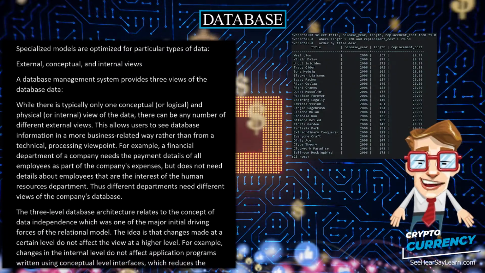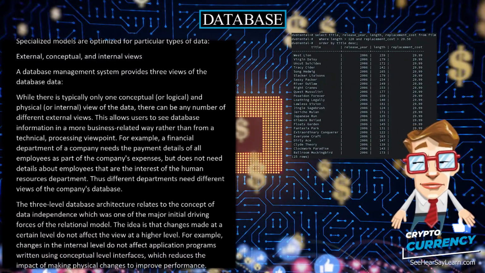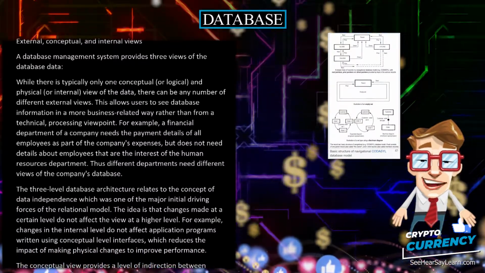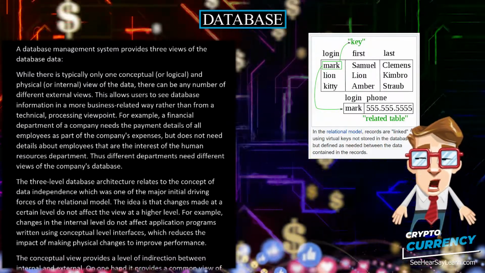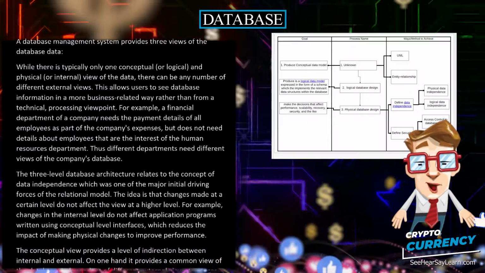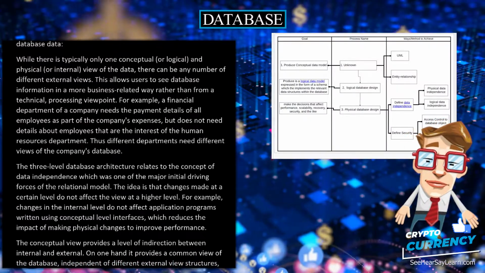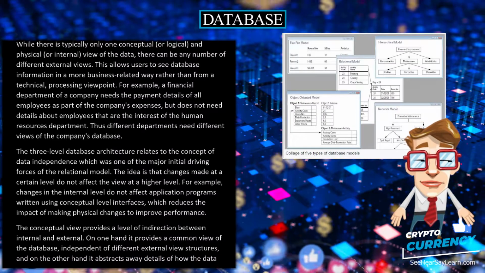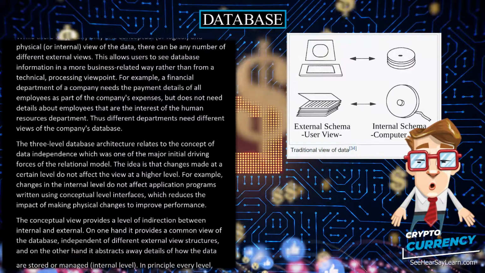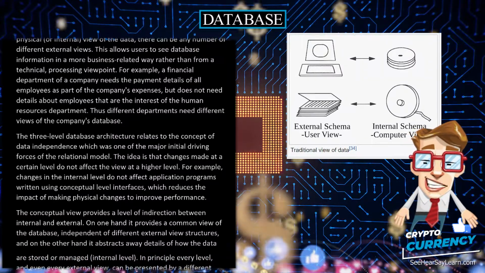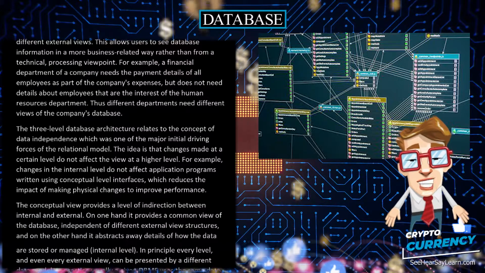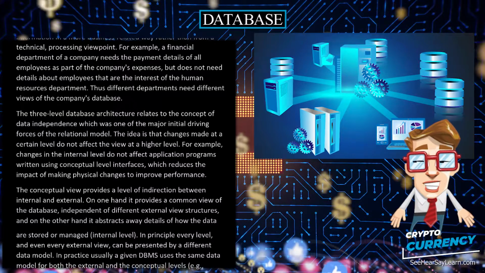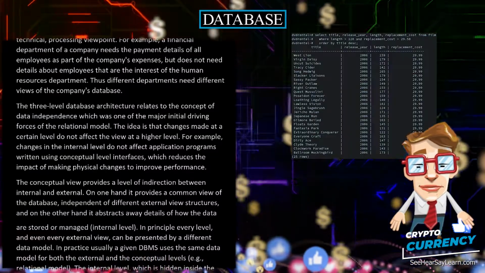On one hand, it provides a common view of the database, independent of different external view structures, and on the other hand it abstracts away details of how the data are stored or managed, internal level. In principle, every level, and even every external view, can be presented by a different data model. In practice, usually a given DBMS uses the same data model for both the external and the conceptual levels, for example, relational model. The internal level, which is hidden inside the DBMS and depends on its implementation, requires a different level of detail and uses its own types of data structure types.